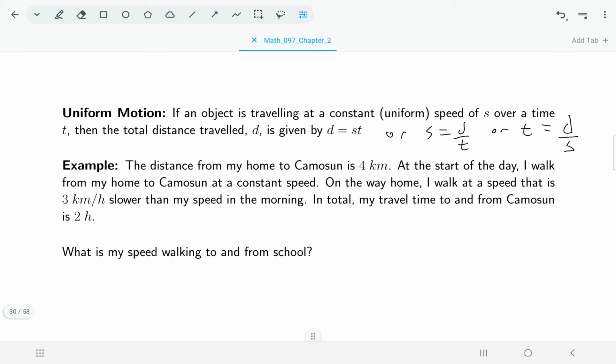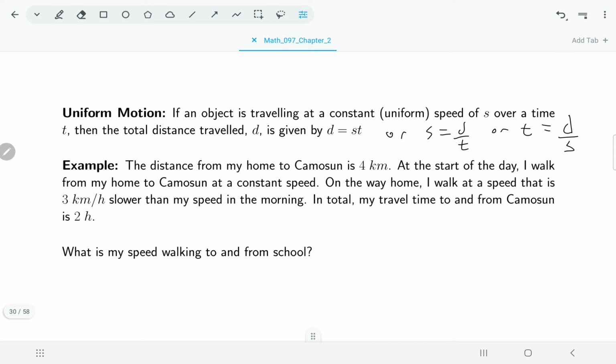It's me walking to school and then from school. And I know the distance from my home to Camosun is 4 kilometers. So I know how far I'm walking in the morning and I know how far I'm walking in the evening. But I don't know my speed. It says at the start of the day, I walk from my home to Camosun at a constant speed, and then on the way home, I walk at a speed that's 3 kilometers an hour slower than the morning speed.